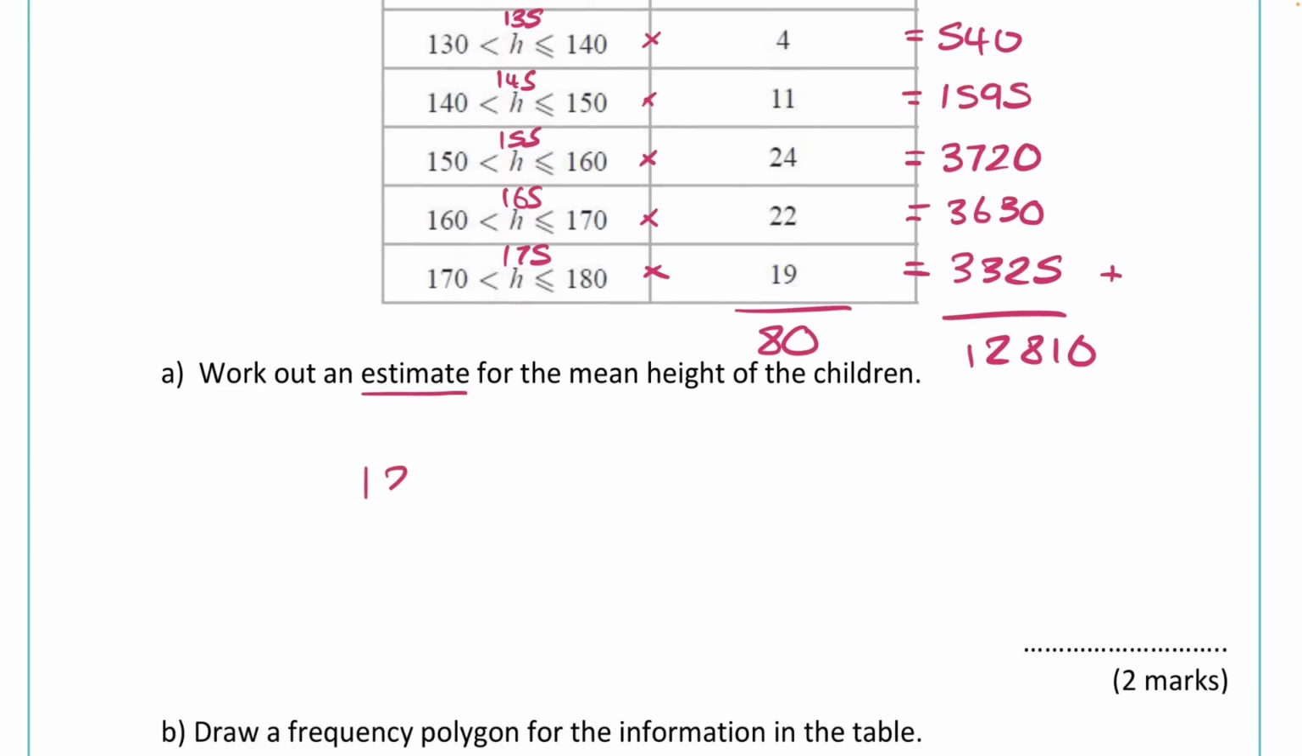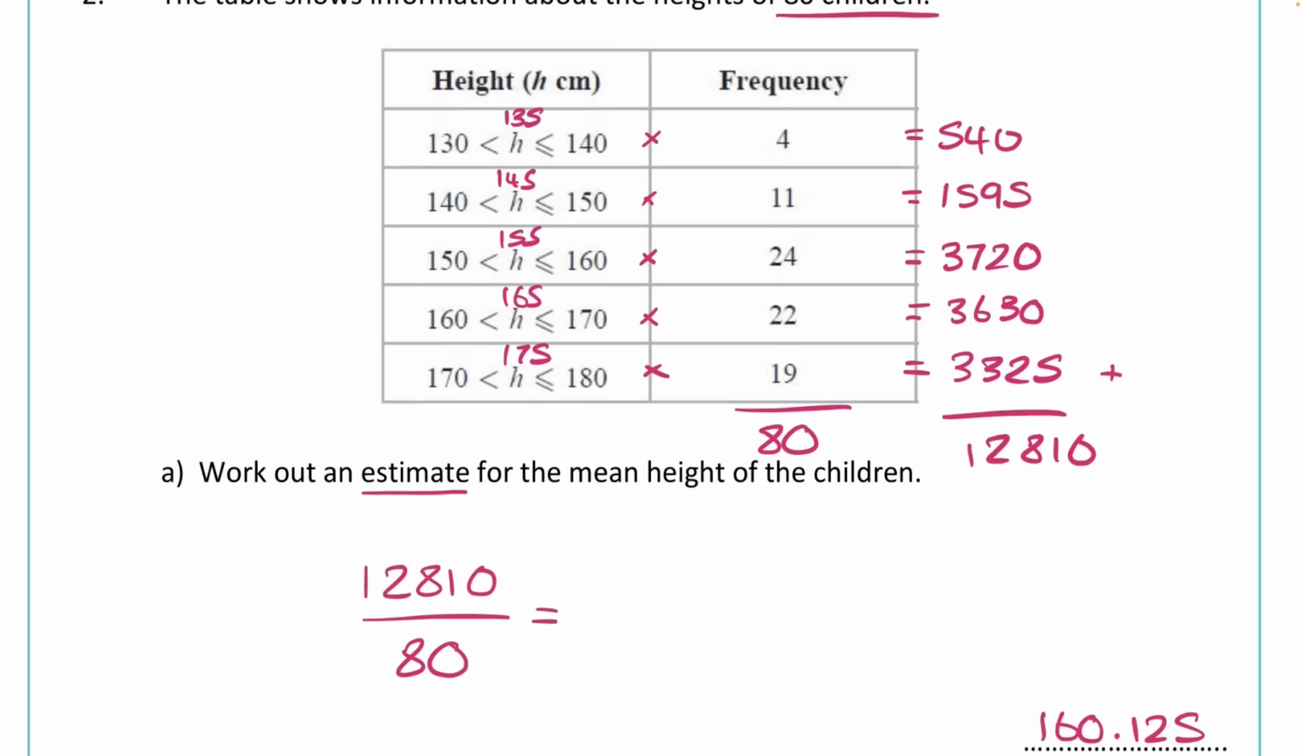And to find the mean, we take the overall estimated total, divide by how many children there are, which in this case is 80, we get an answer that comes out as 160.125. And as always, make sure your answer makes sense. This one does. 160 is just at the start of that fourth category there.